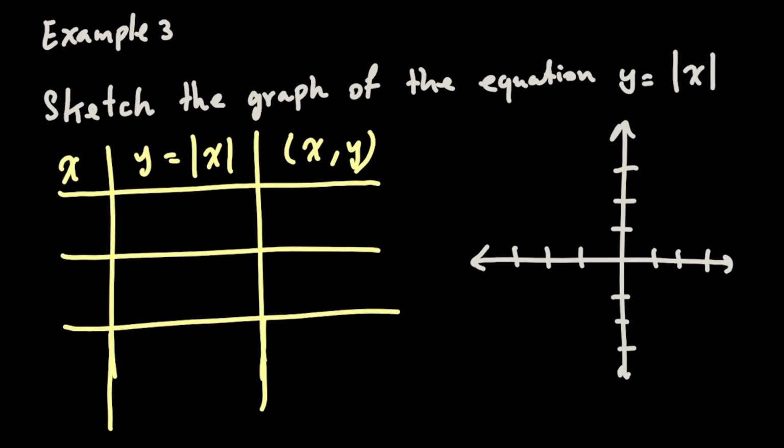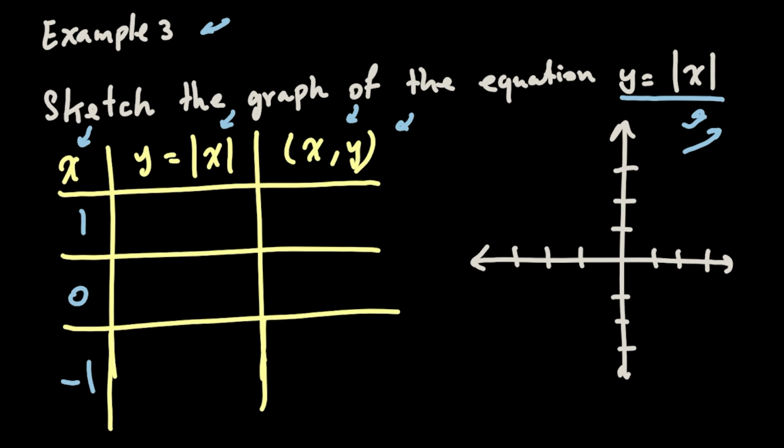Let's see another example. So example number 3 says, sketch the graph of the equation y equals the absolute value of x. So the first thing that you should do is to create a table like this. So we'll have x in the first column, the equation in the second column, and the coordinates in the third column. And as you can notice, in these kind of equations, you have to be careful when you choose the values of x. So I'll choose 0, 1, and minus 1. In the linear equations, you can just choose any value you want, but in the quadratic or the absolute value equations, you have to choose your values carefully.